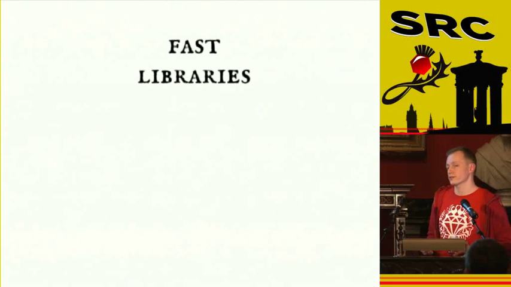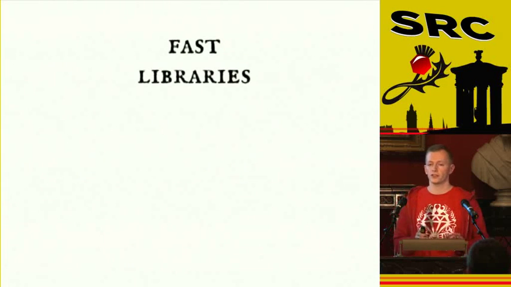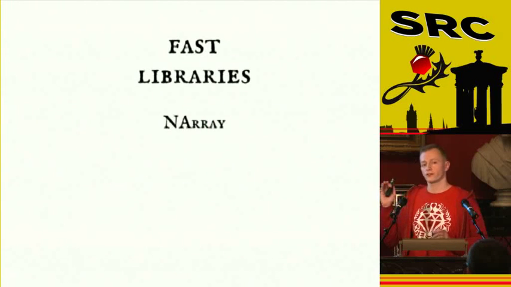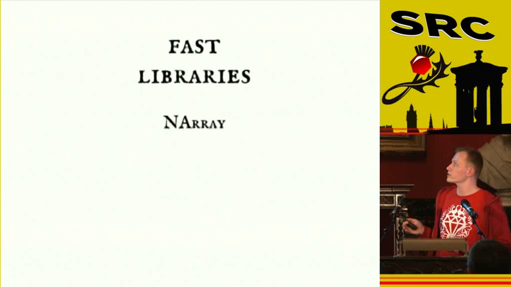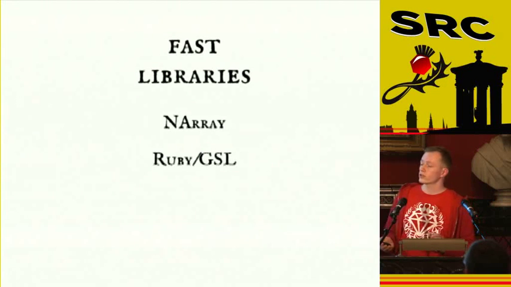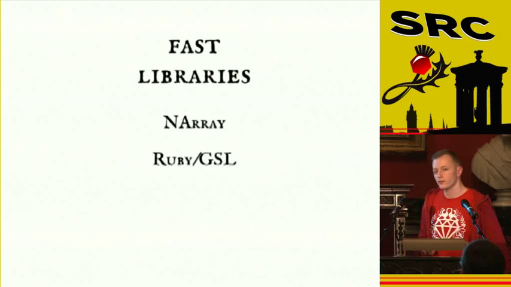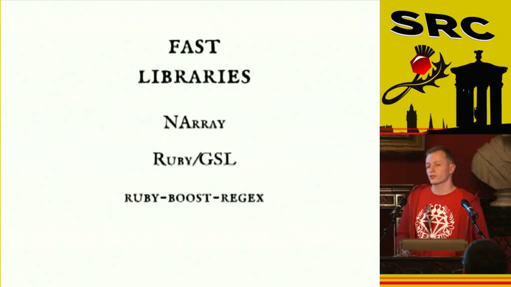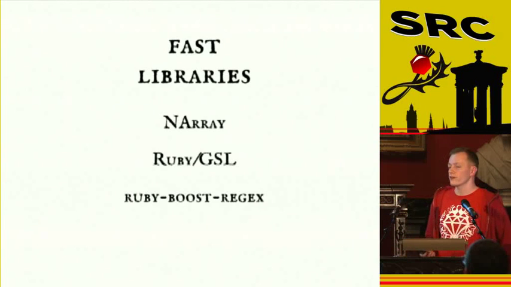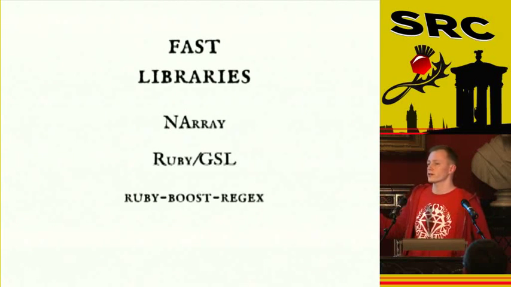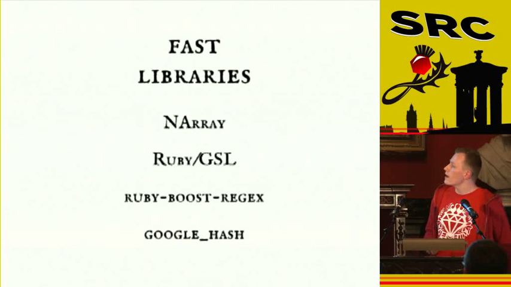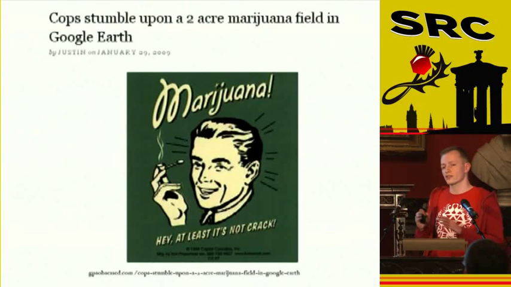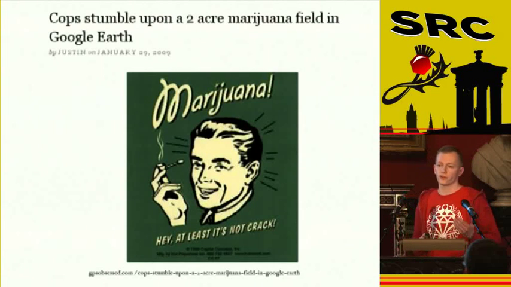You could use fast libraries. There are a lot of libraries written in C that have very nice, crunchy Ruby wrappers. There's NArray, which is a very fast way of doing any kind of matrix calculations in Ruby. There are Ruby bindings for the GNU Scientific Library. If you're doing any statistics work, this is one way to do it. There is Ruby Boost Regex, which is a very nice way of having very fast regular expressions. If your bottleneck is regular expressions, then you should look into this. And there's Google hash, which is a hash implemented by Google for doing very fast hash lookups.